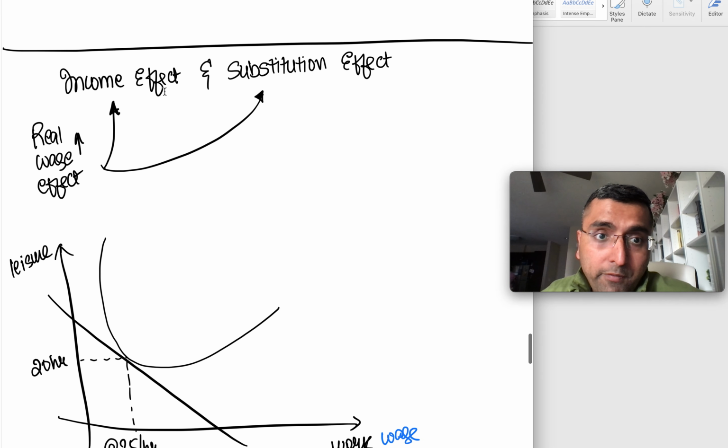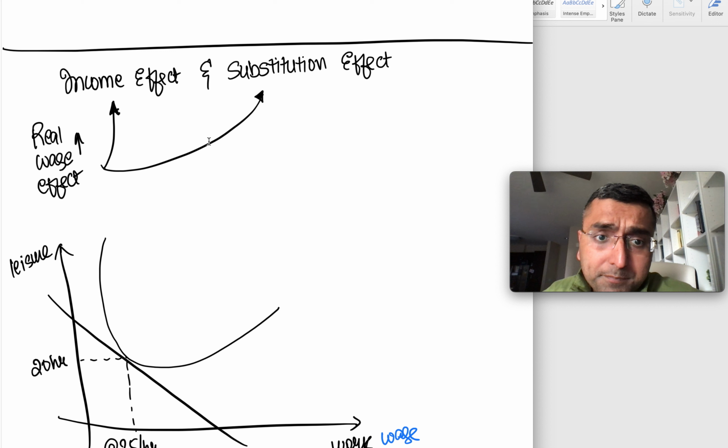income effect and substitution effects are two effects that happen when there is an external change. In this case, a real wage has increased. There can be many triggers for income effect and substitution effect. Real wage increase is just one trigger. Income effect and substitution effect can also happen, let's say, when the price of goods goes down.